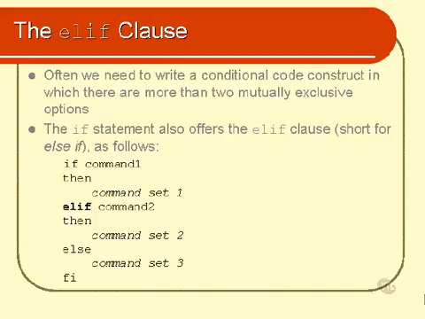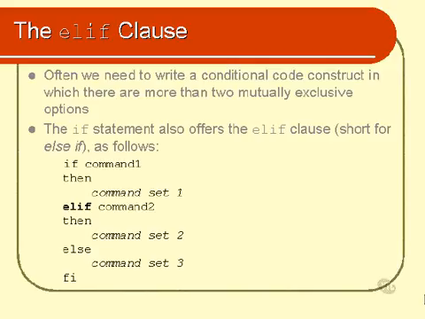It looks like this. We say if command 1, then we do a particular set of commands from command 1. Next, instead of the word else or instead of the word fi, we put elif, which means else if. So in other words, it will only run if the first command produced an error or a false condition. And at that point we'll run command 2, which will itself produce a true or false value. And if that's true, then we run command set 2, otherwise we run command set 3.